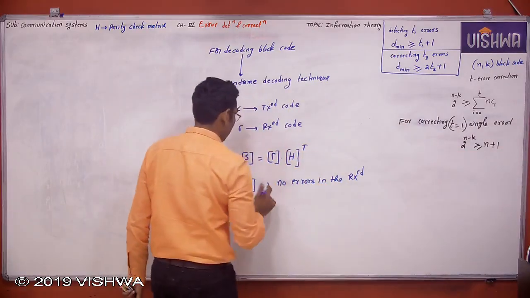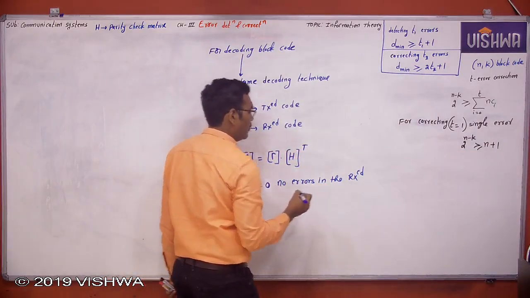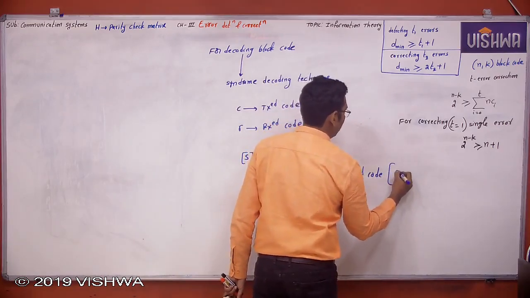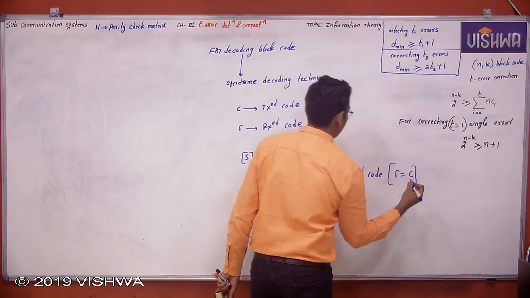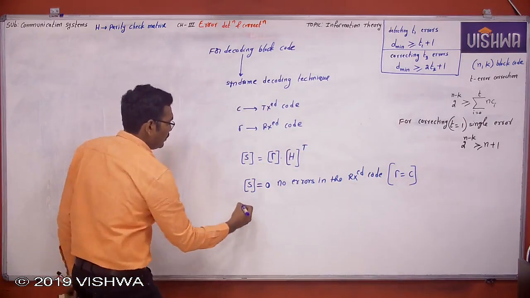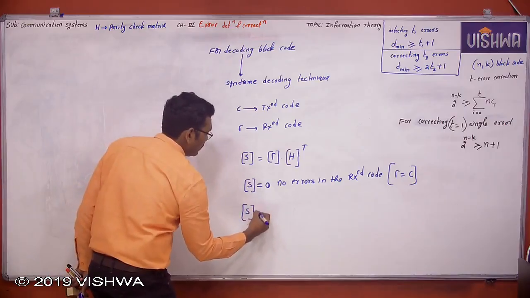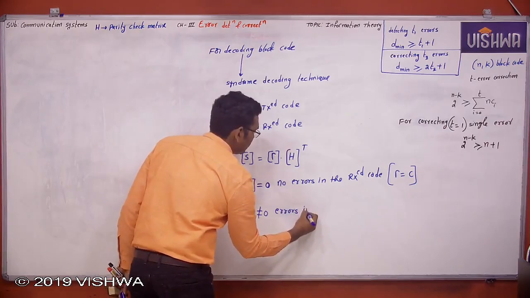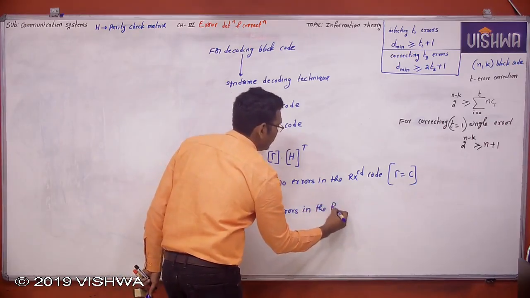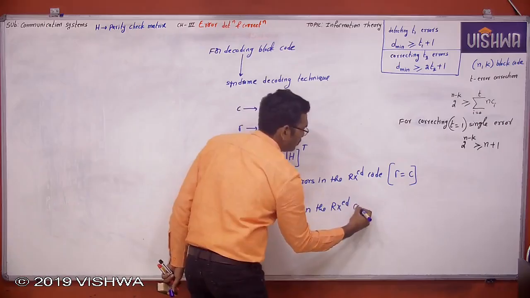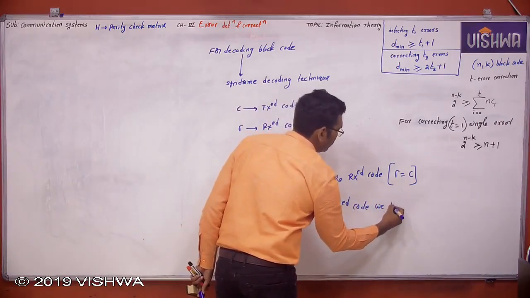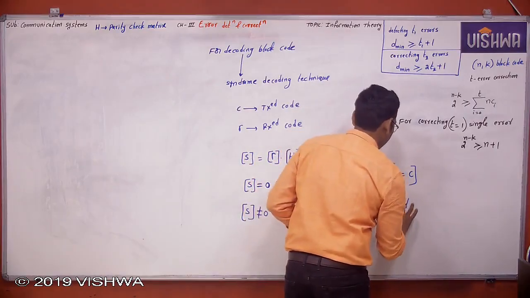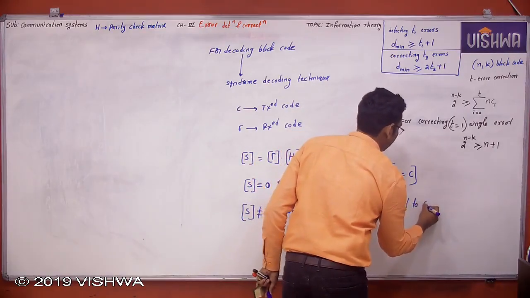If the syndrome matrix is equal to 0, there are no errors in the received code. In such a situation, whatever the received code, it is the transmitted code; both are the same. If the syndrome matrix is not equal to 0, there are errors in the received code, and we need to correct them.